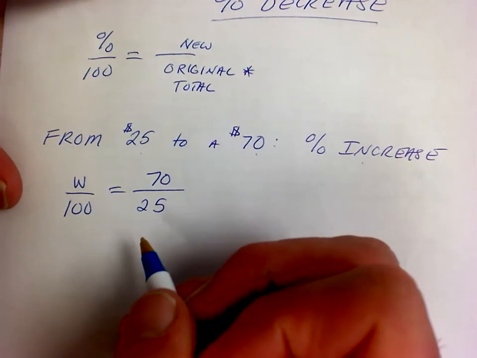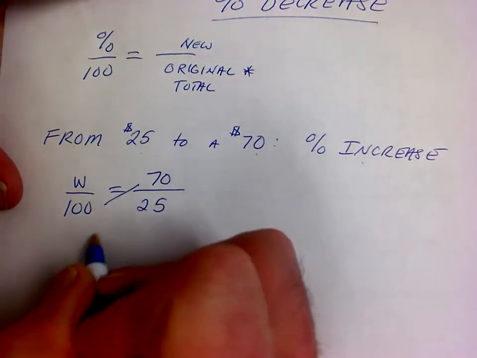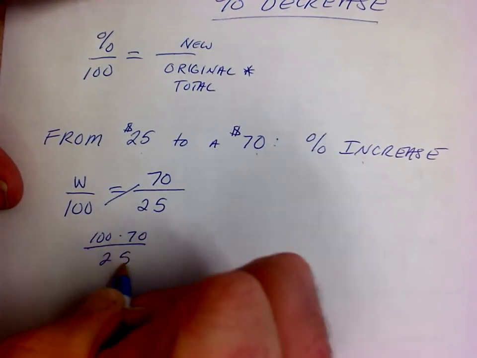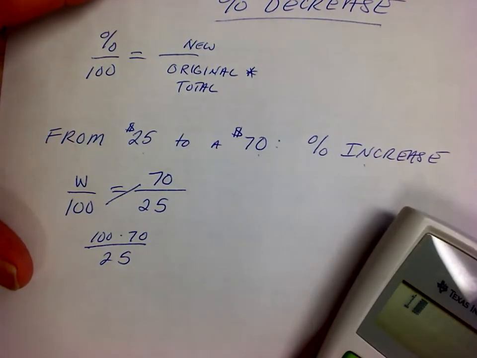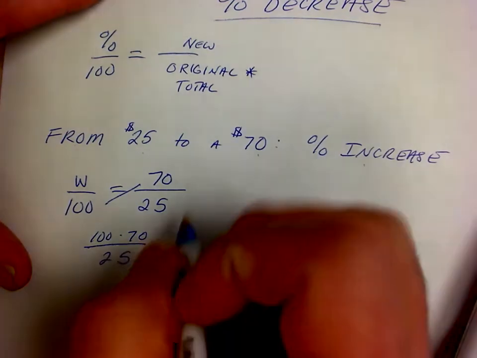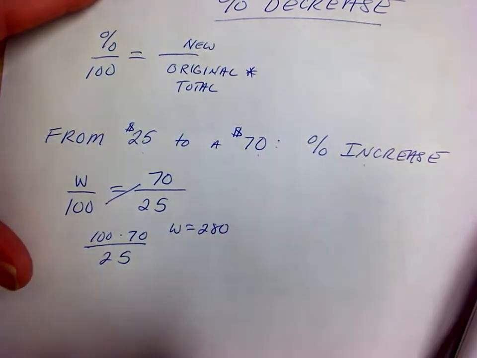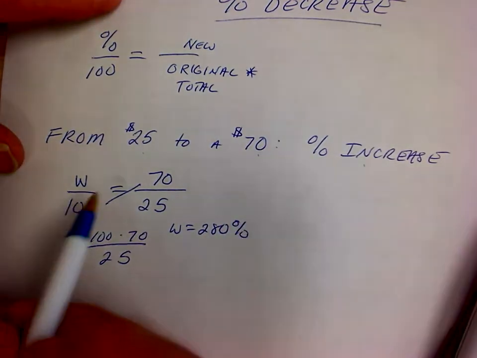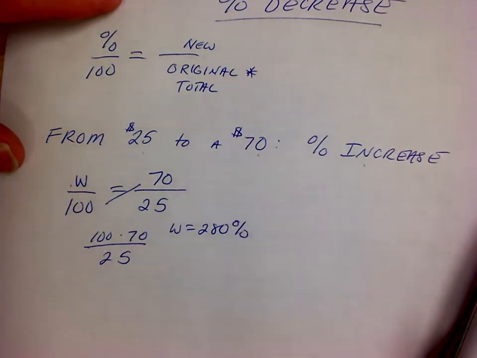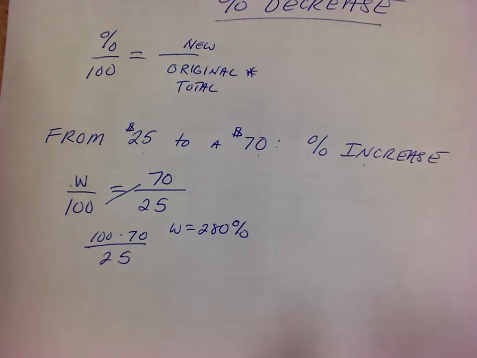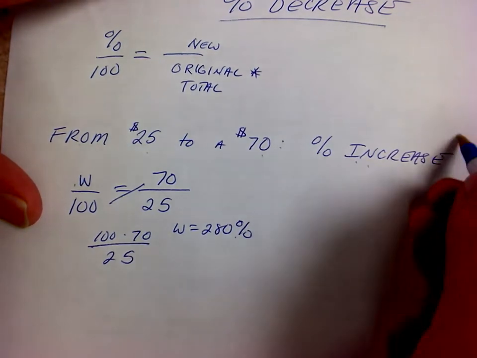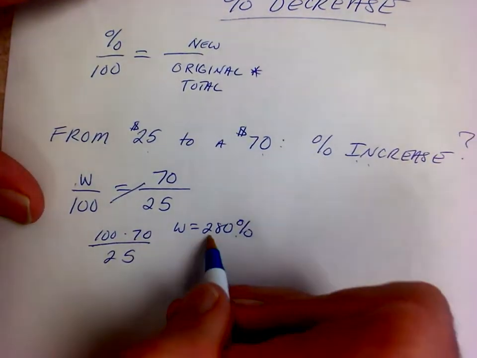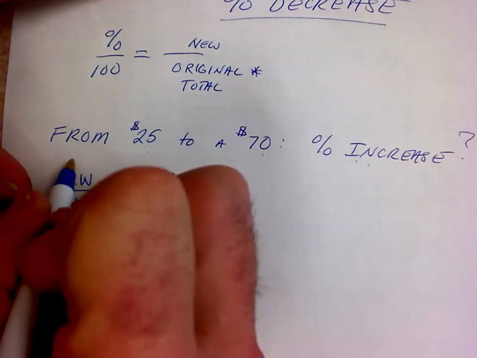All right. Solve our proportion. 100 times 70 divided by 25. Again, save time, calculator gives us W equals 280. And again, that's a percent because that is the one that's over 100. Okay, so now what we have to be careful of, though, is this the answer to the question? All right, what's the percent of increase? And it's not.